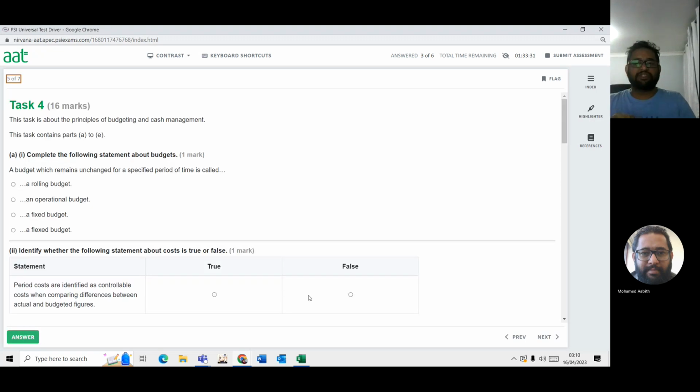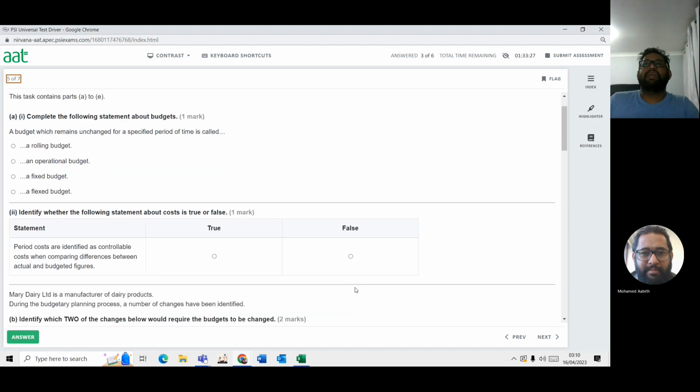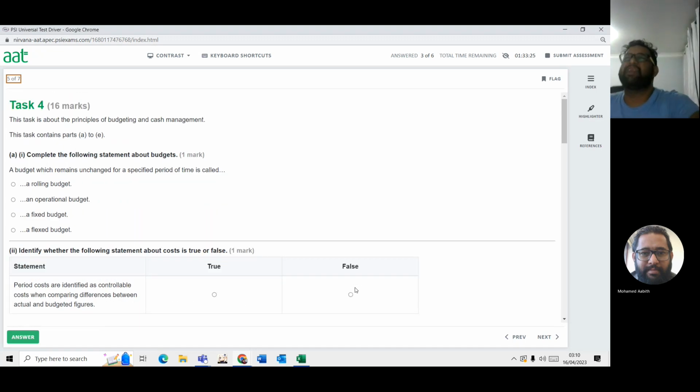Task number 4. This is before the spreadsheet we're going to do in a minute. Now, they're saying a 60-mark question. It's mostly theoretical based. I'm pretty sure about this one because they always stick in one question which is going to be more theoretical than practical. So this task is about principles of budgeting and cash management. They're saying this task contains parts A to E.